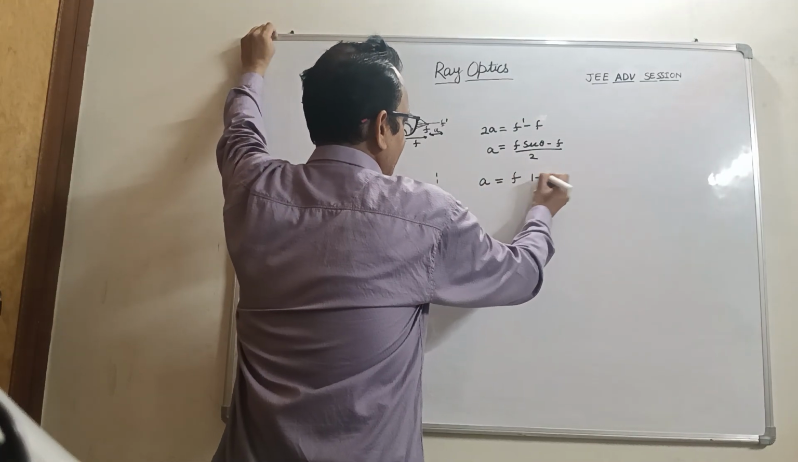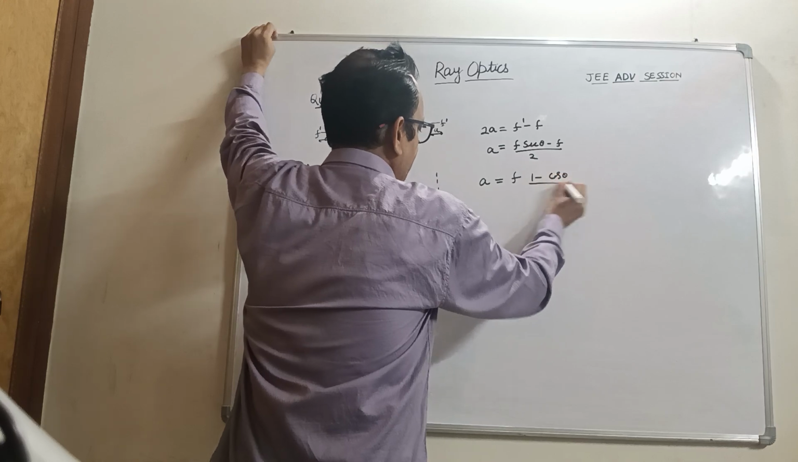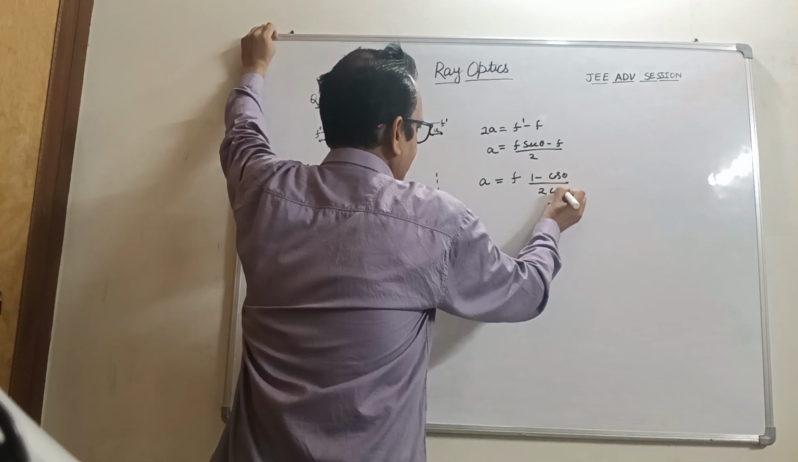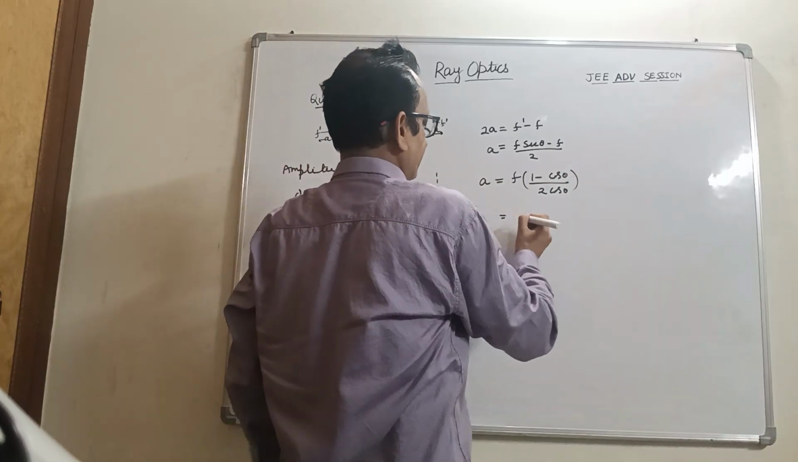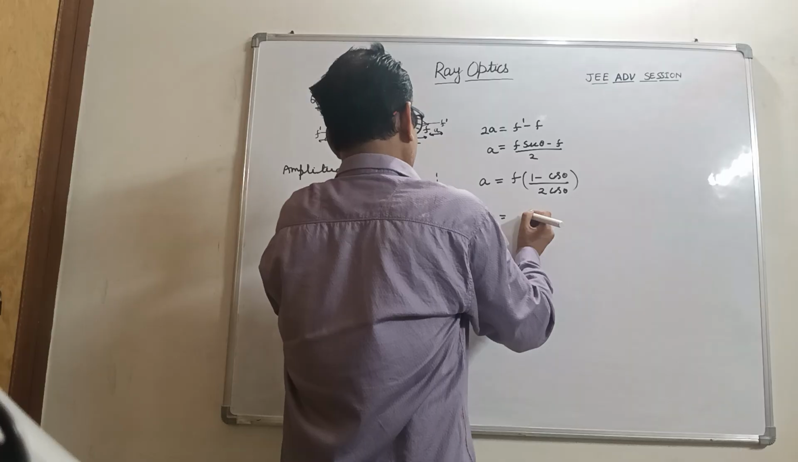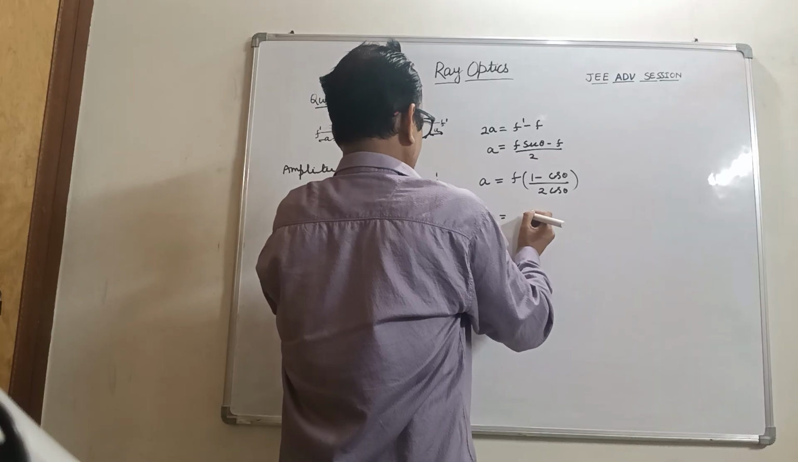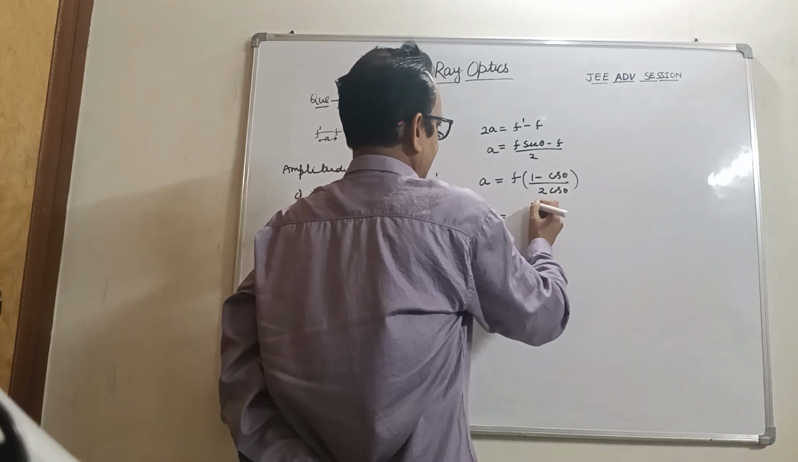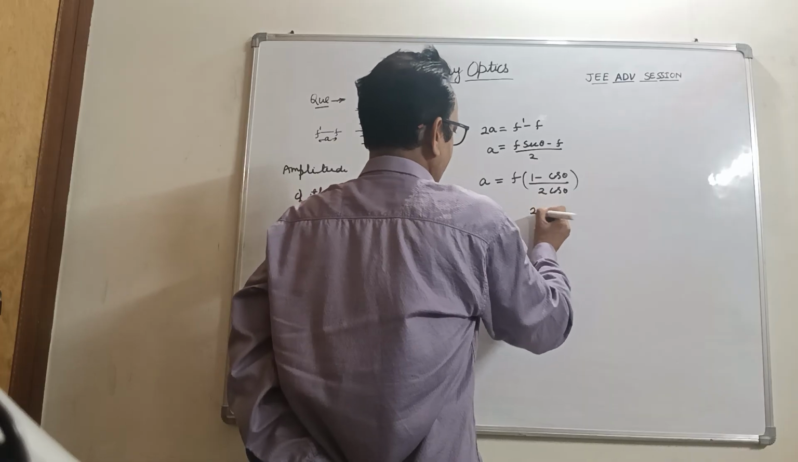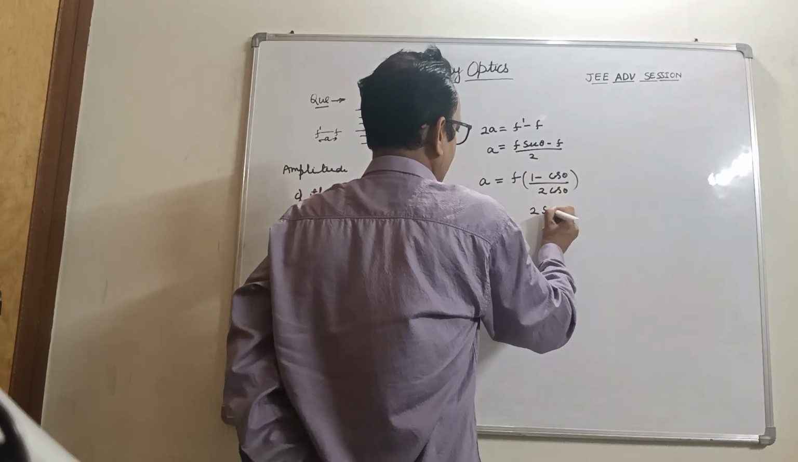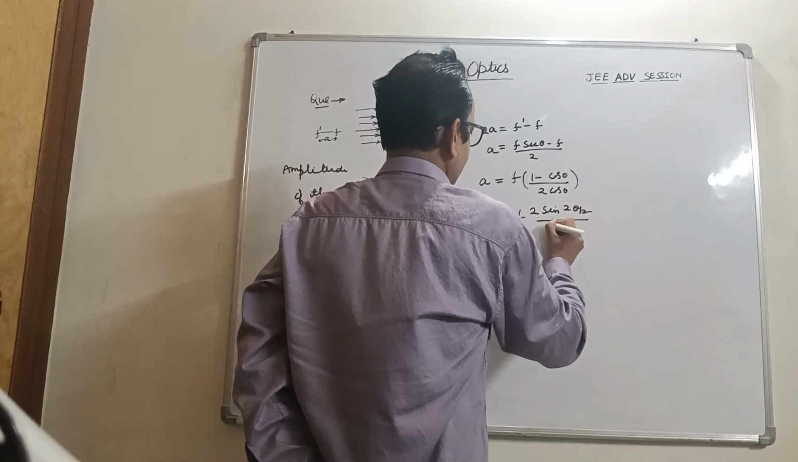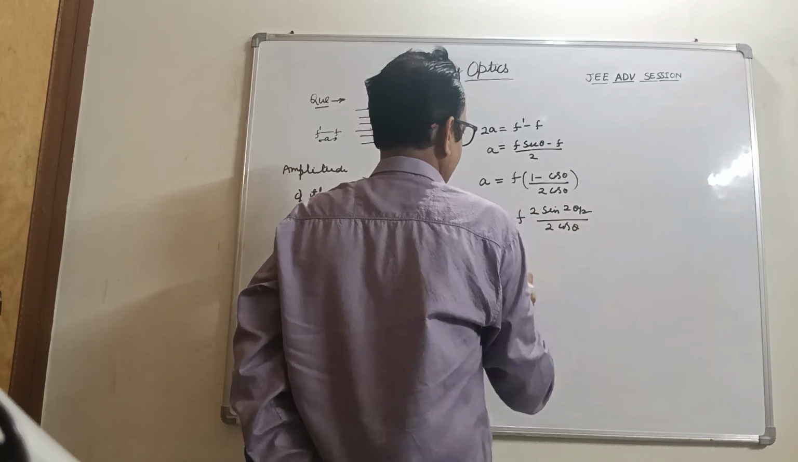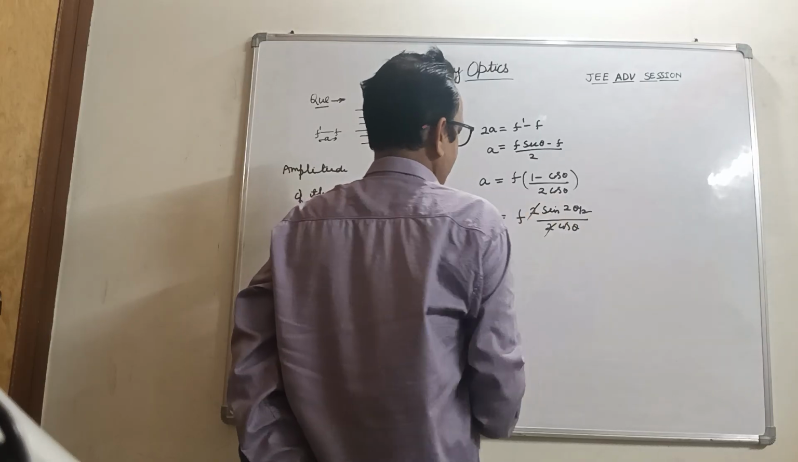f, sec theta minus 1, that is 1 minus cos theta upon cos theta, upon 2. 1 minus cos theta we write as 2 sin square theta by 2. So 1 becomes cancelled out. This is f, 2 sin square theta by 2, upon 2 cos theta. So 2 cancel out.